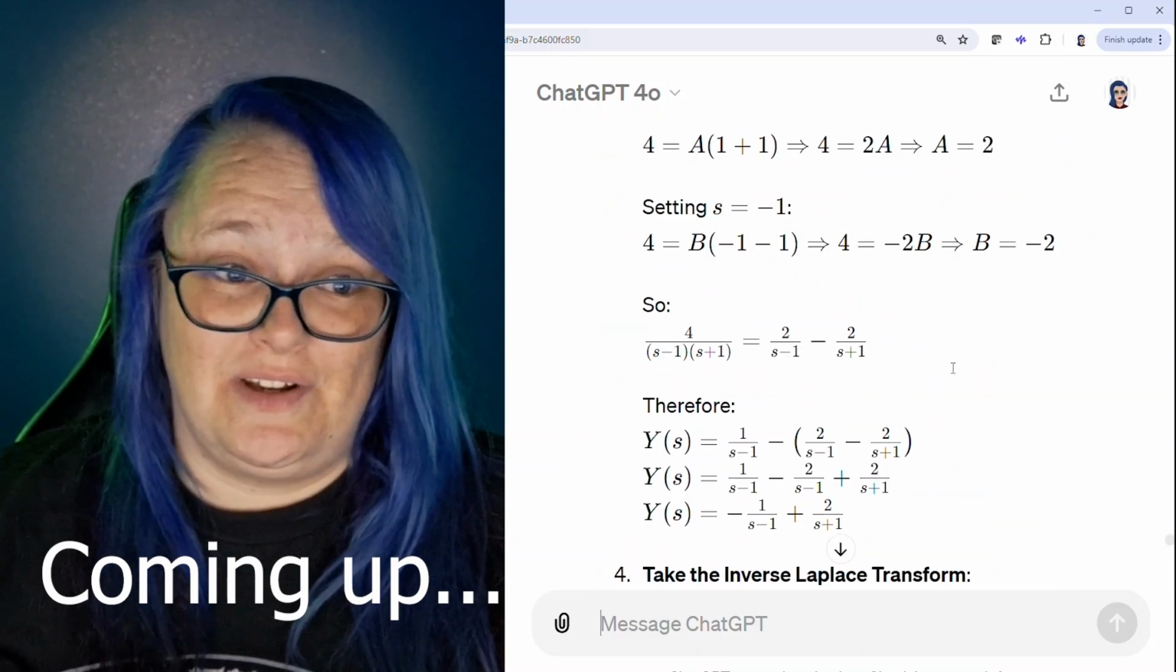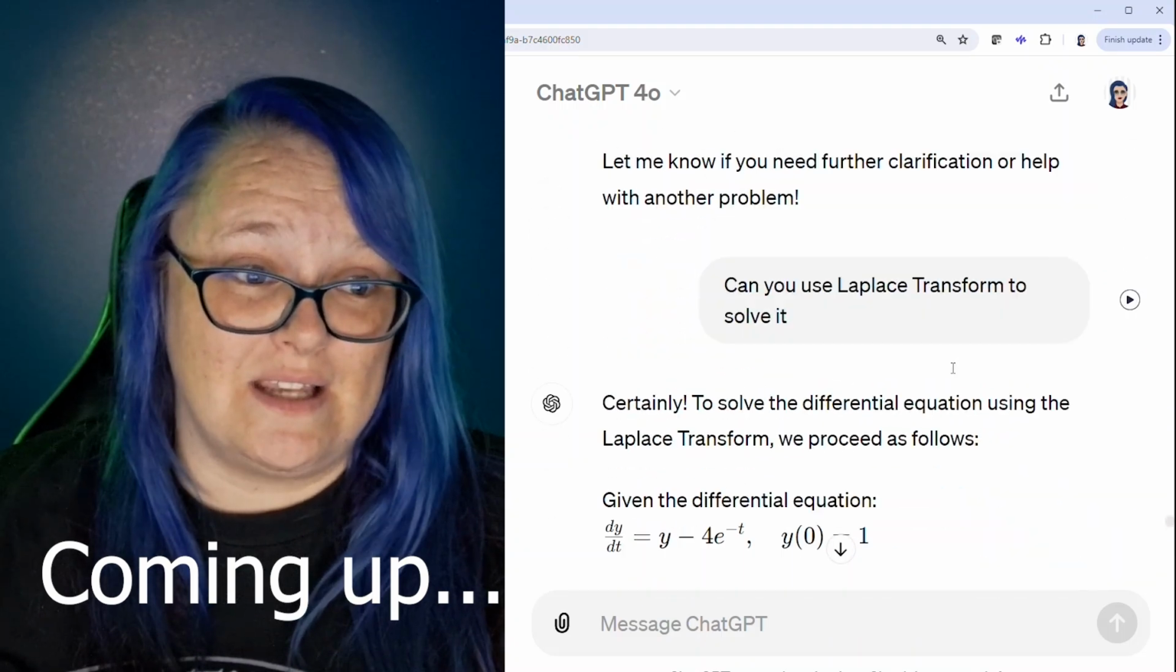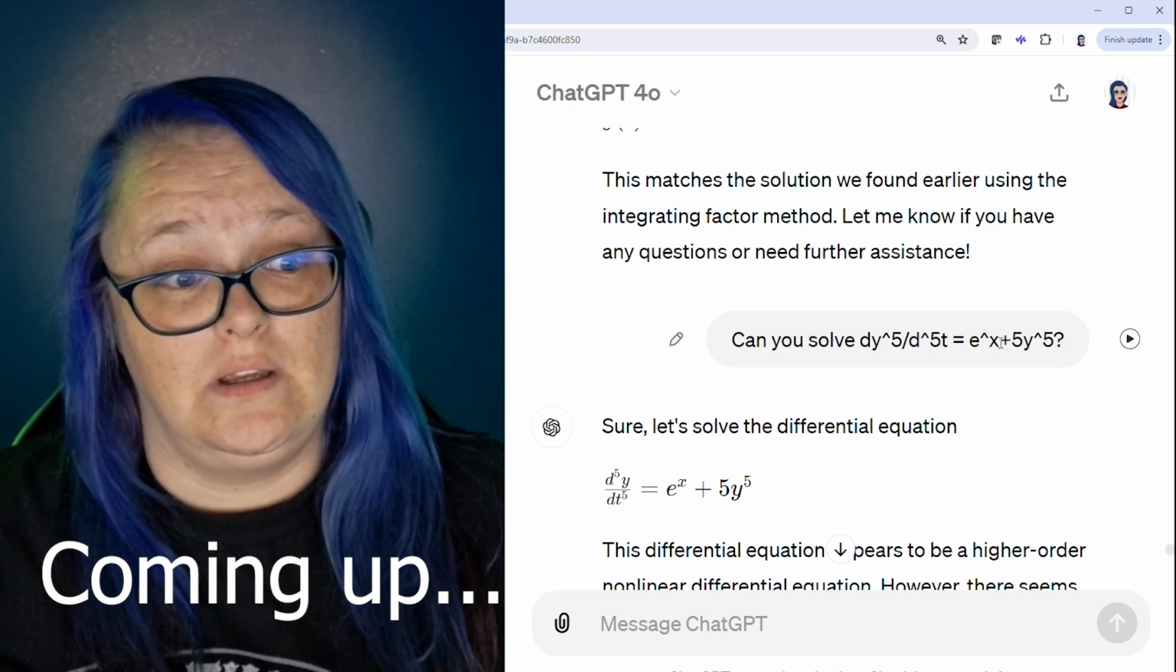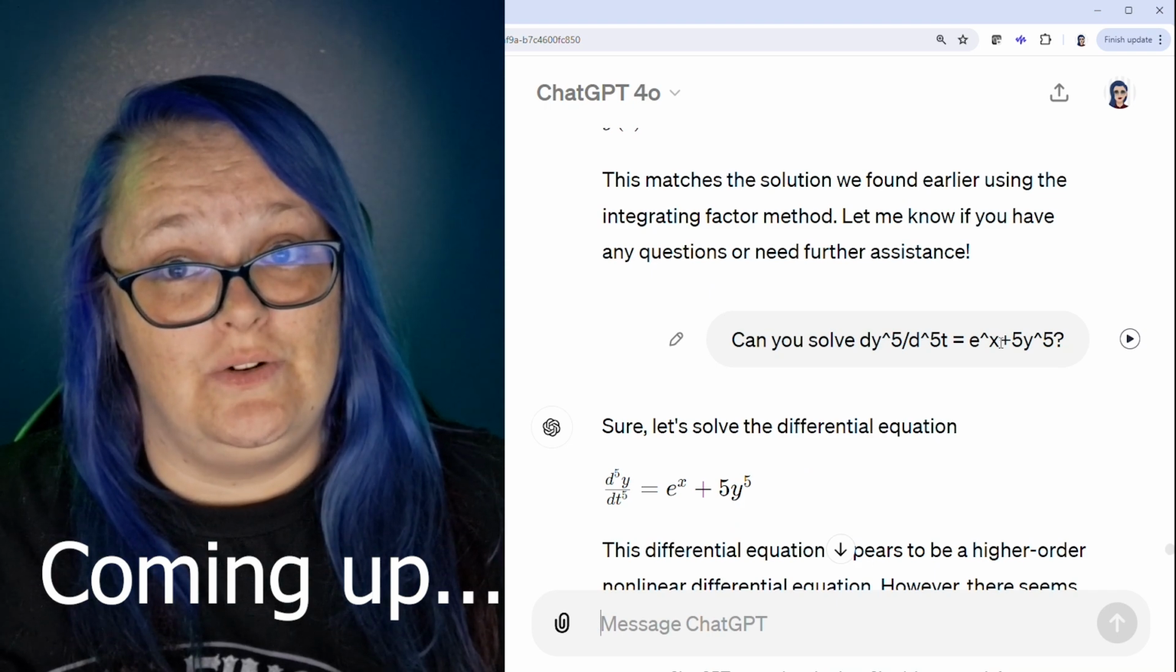I just made this differential equation up. This does not exist in any data set, so it found that I had a typo. Dude.